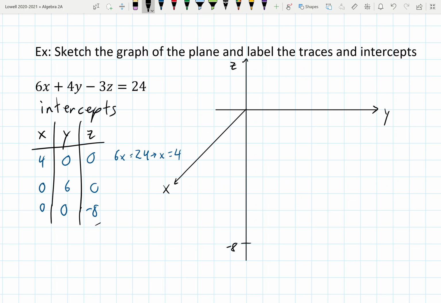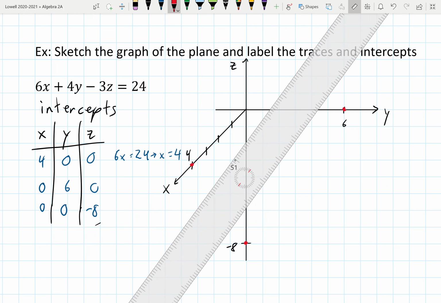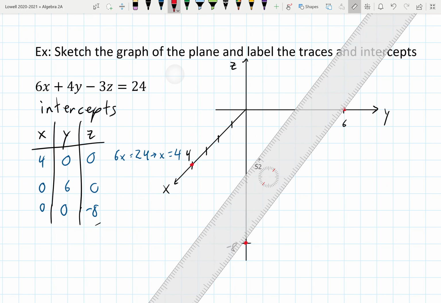And our y-intercept is at 6, 2, 4, 6 here. And our x-intercept is at 4, sorry. Our y-intercept is at 6, and our x-intercept is at 4. So now we just need to plot these points down like so. And now we can just connect them accordingly. So I'll draw our triangle.